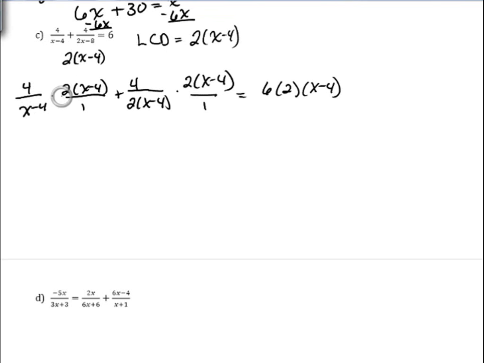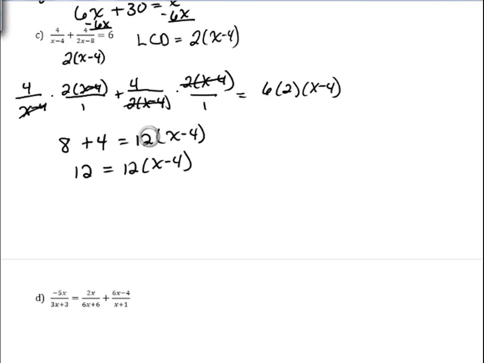When we do this first multiplication, the x minus 4's cancel. That leaves us with 4 times 2, or 8. In this multiplication, the 2 and the x minus 4 will cancel, and we'll just be left with 4. And here we have 6 times 2, which is 12, and then times the x minus 4. 8 plus 4 is 12. That gives us 12 equals 12 times x minus 4.